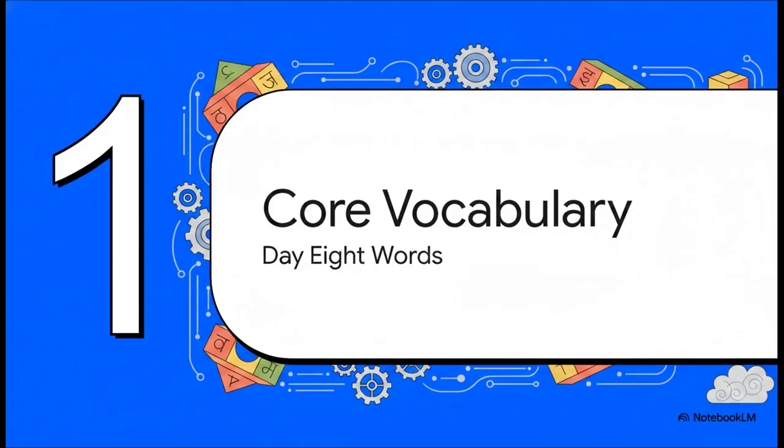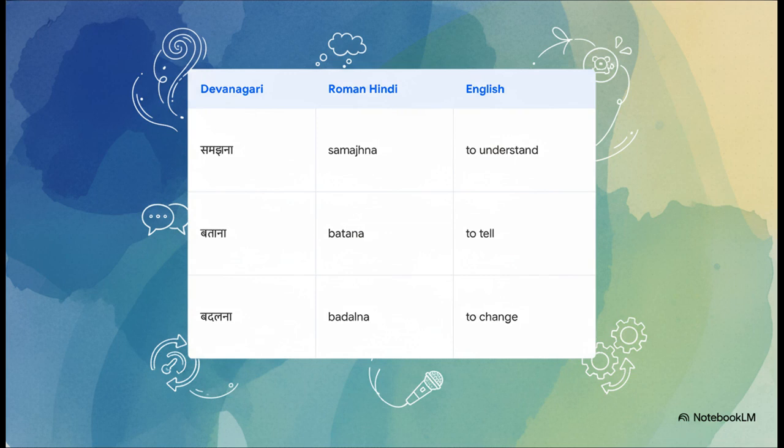First up, our core vocabulary. Think of these 10 new words as your absolute foundational building blocks for today's lesson. All right, let's kick things off with our action words, the verbs. Take a quick second to look at the Devanagari script on screen, the Roman Hindi pronunciation, and of course the English meaning. I'll read each one nice and slow for you.